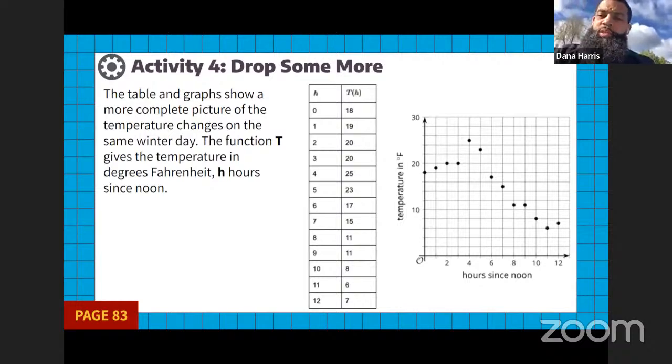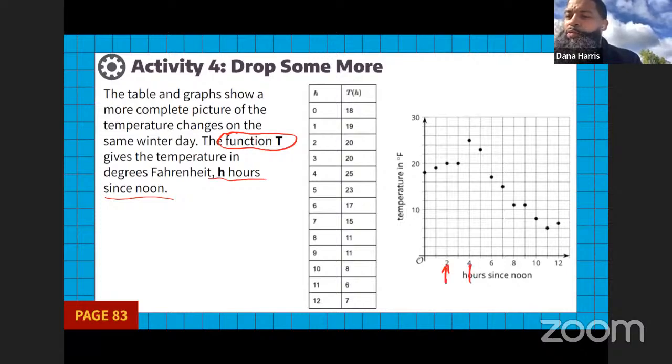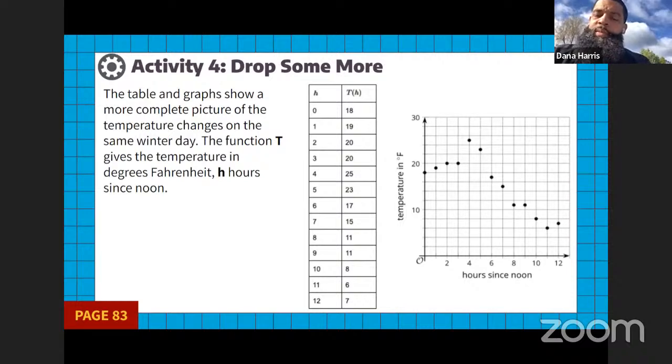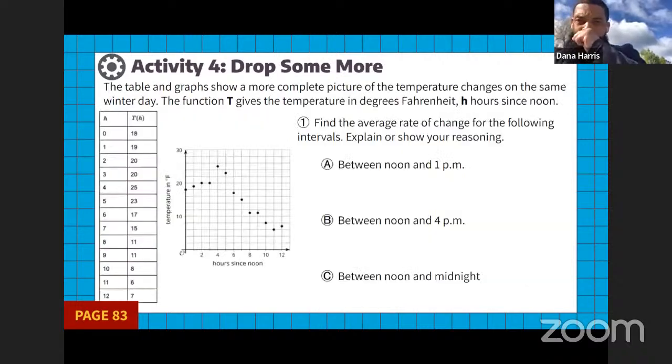The function t, notice that's the name of the function. Function t gives the temperature in degrees Fahrenheit, h hours since noon, okay? So here, this is 2 hours after noon, so that's 2 p.m., 4 p.m., 6 p.m., 8 p.m., and so forth, okay? So when I look at something like this, I can tell where the temperature was at different points in the day after noon. Now, the table and graph show a more complete picture. I won't read that again.